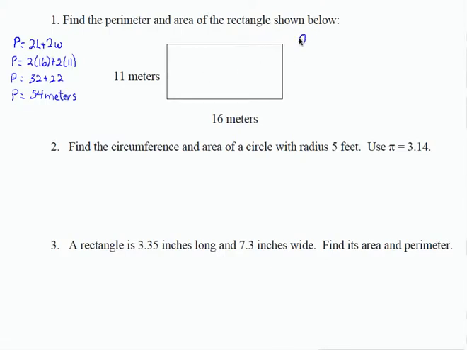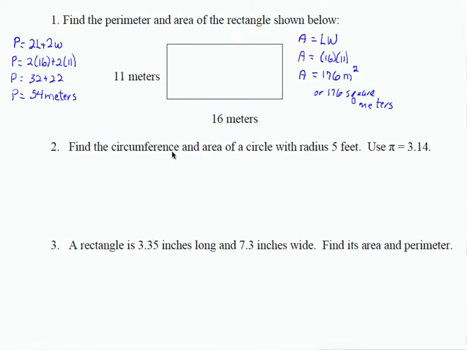Area is given by length times width. It's a two-dimensional measurement. So for this rectangle, that's going to be 16 times 11. And if I multiply 16 times 11, I get 176. I need to include my units, which are going to be meters squared. I can write as meters with a little 2, or I can say 176, and then I can write out square meters. Either way is acceptable.